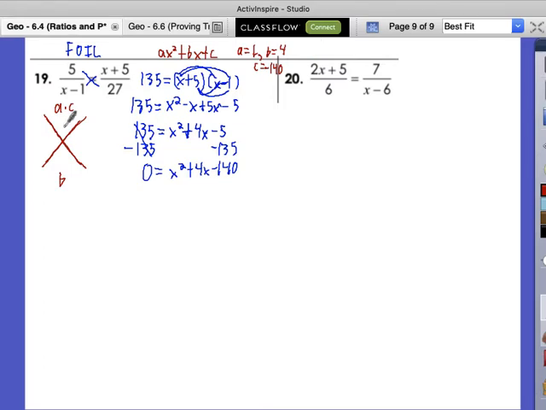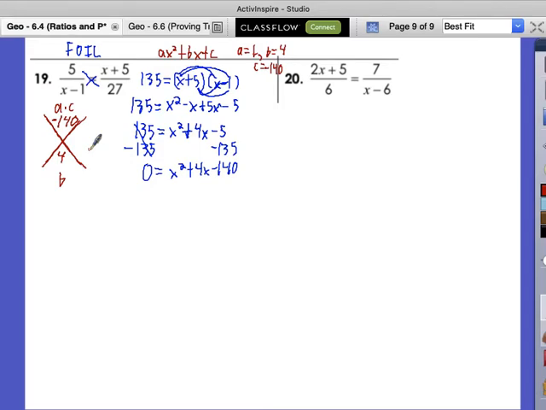So now, at the top of our x, I put a times c. So 1 times negative 140. What is that? Negative 140. And then I'm going to put whatever the b is at the bottom. So in this case, what am I putting at the bottom? 4. And what we're doing is we're going to fill in this puzzle, so to speak. We need to figure out what the sides are.